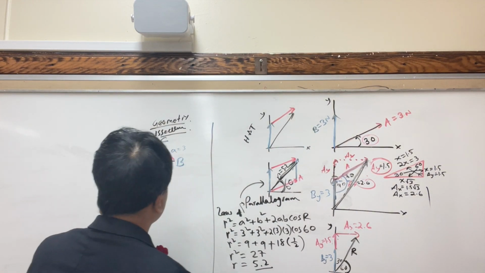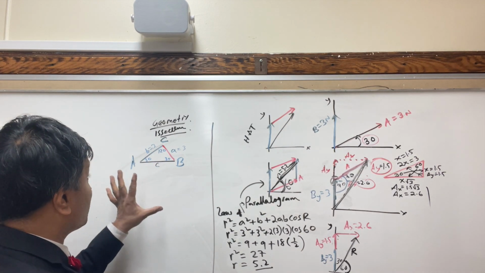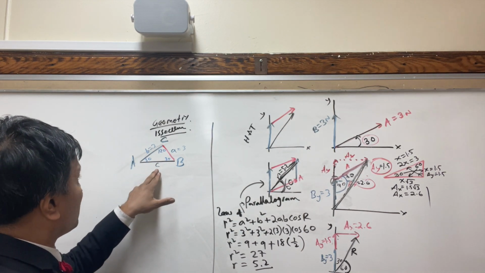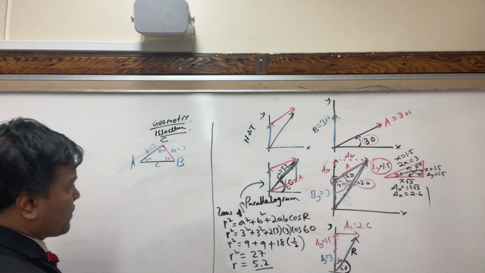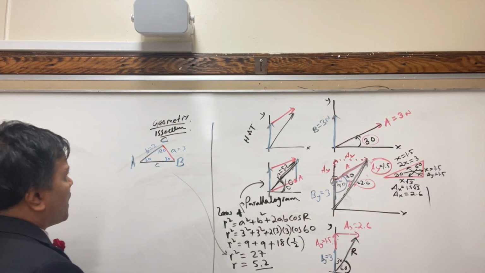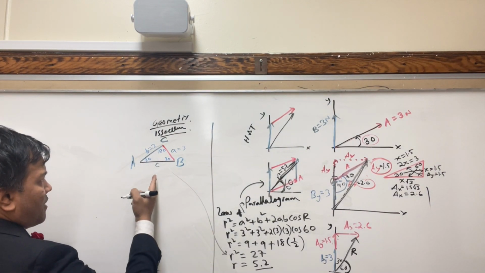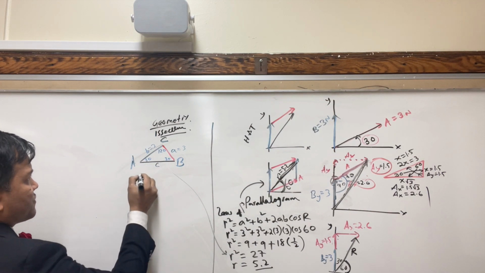Okay, good. We're now going to use geometry, and by geometry you can find the C. You already found it. So now we're going to use the trigonometry.